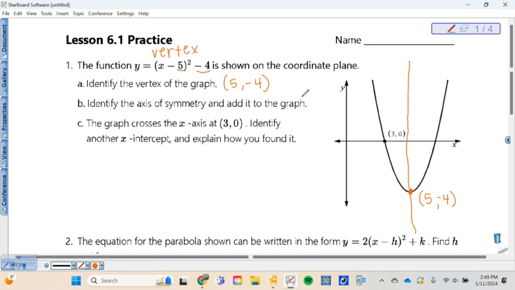Not 6, but yeah, 5, because it goes through the vertex, right? So it's always that x coordinate of the vertex. And the line, right, the equation of the line is just x equals 5.